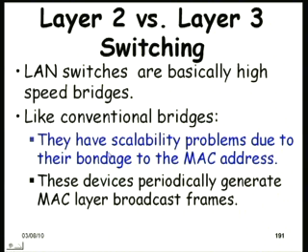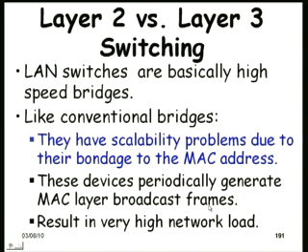So, the layer 2 switches are essentially high speed bridges. The bridges, you know, examine the MAC address or the physical address, and the layer 2 switches also operate on the layer 2 address, which is the MAC or the physical address. And like the conventional bridges, the layer 2 switches have scalability problems because of their bondage to the MAC address, because the MAC address does not have much information in it. So, if you know the MAC address of a host, you do not know where it can be in the network, isn't it? It encodes no other information, excepting that 2 MAC addresses are unique.